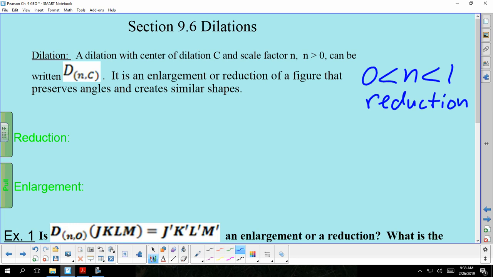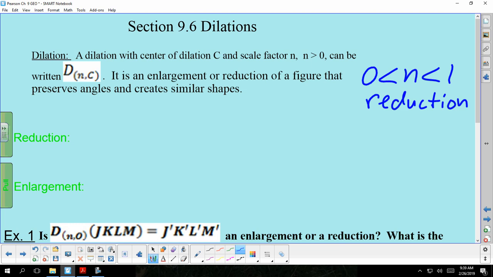But think about it like this. If you multiply a number by a number between 0 and 1, it's going to make a smaller number. For example, if I take 4 and multiply it by 1/2, what's my answer? What's 1/2 of 4? 2. So a reduction is going to make our number small. You can think of it in that idea of a fraction.